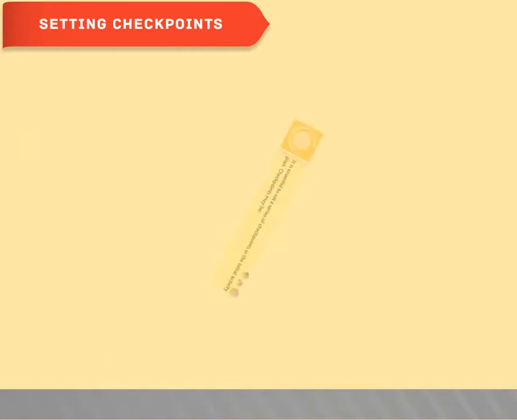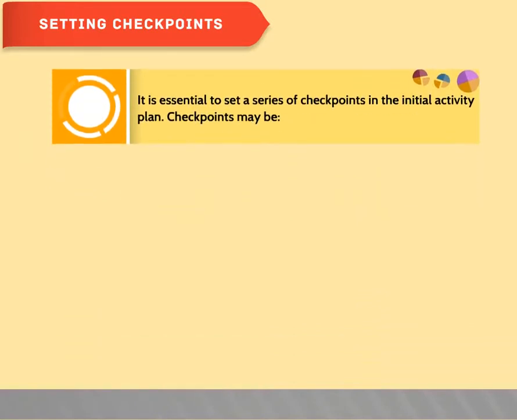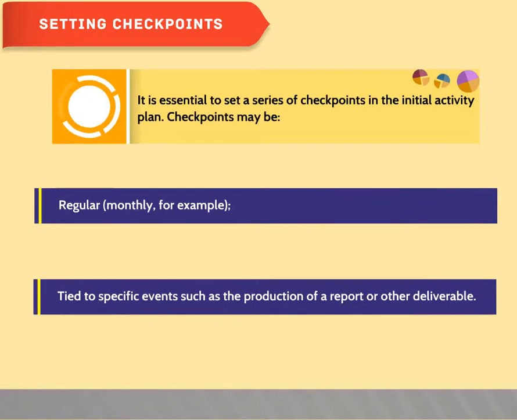Setting checkpoints. It is essential to set a series of checkpoints in the initial activity plan. Checkpoints may be regular, monthly for example, or tied to specific events such as the production of a report or other deliverable.